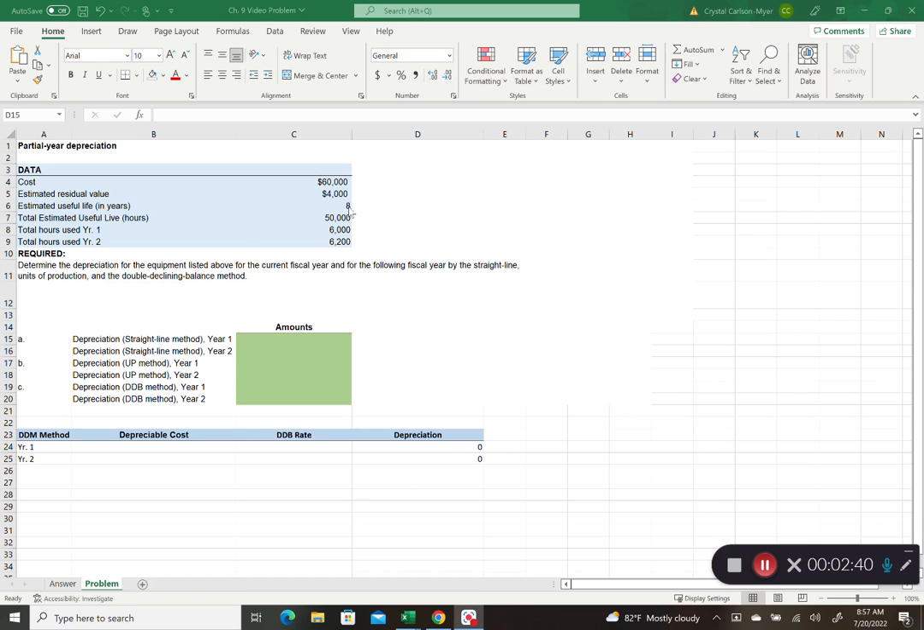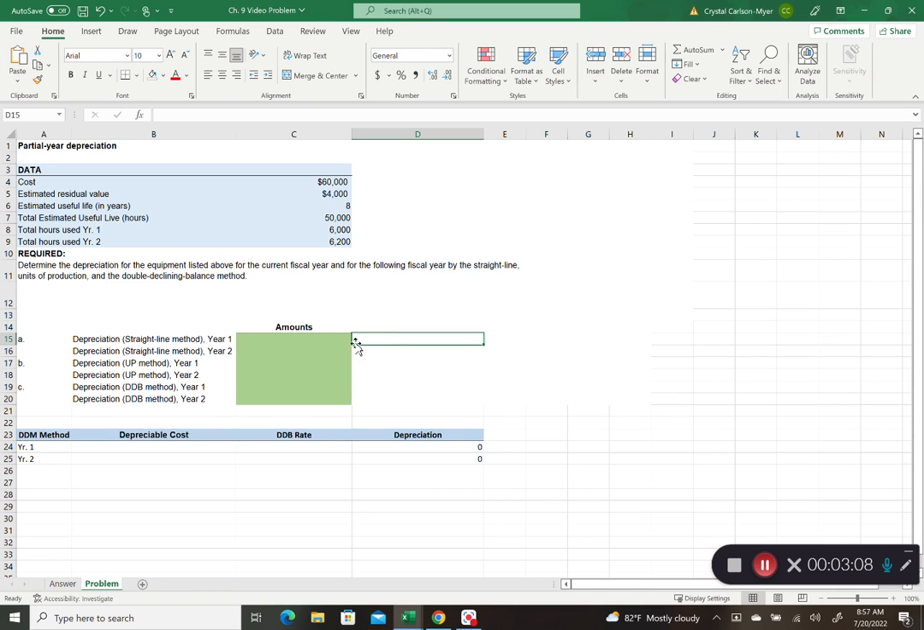The useful life for this particular piece of equipment is 8 years. The useful life in hours, which we're going to need for the units of production method, is 50,000. Hours used for year 1 and year 2 are as follows. They use it for 6,000 hours in year 1 and 6,200 in year 2. We're going to need that again for the units of production method. So let's go ahead and finish this problem here. I'm going to put my answers over here, but I'll put the formulas I'm using to the side so that you guys can follow along.